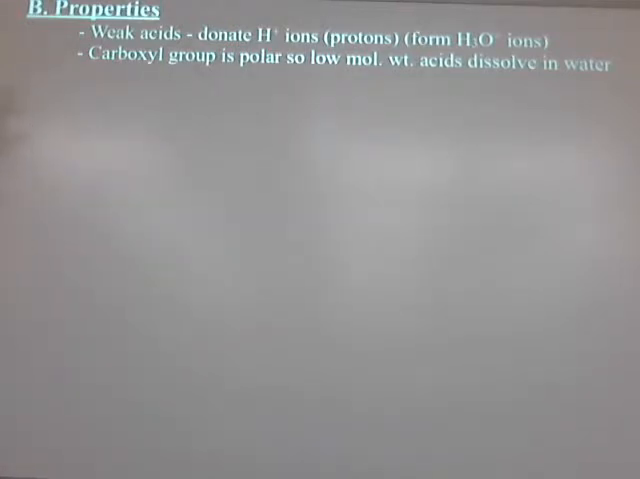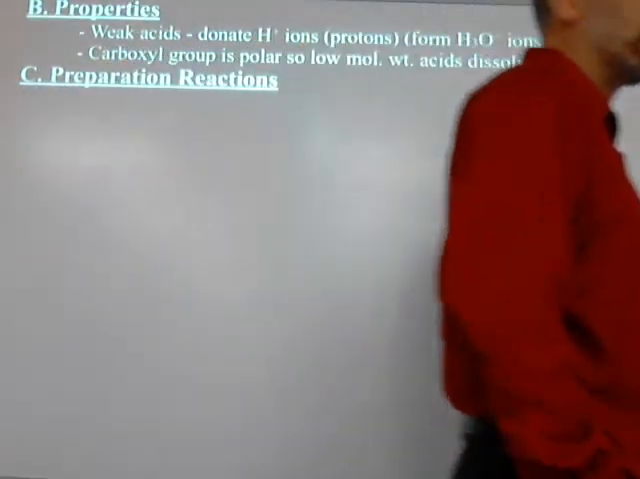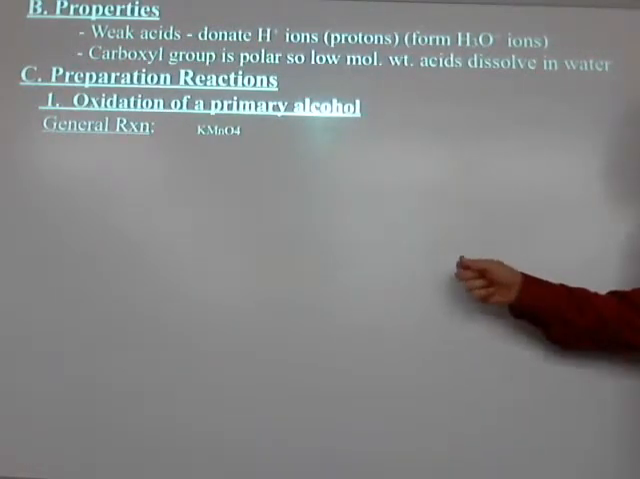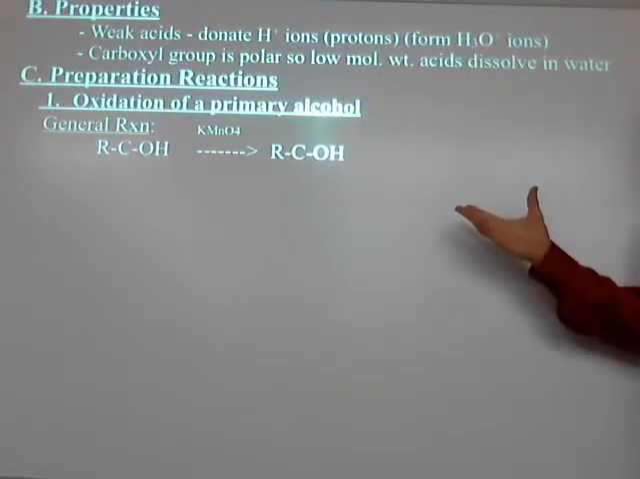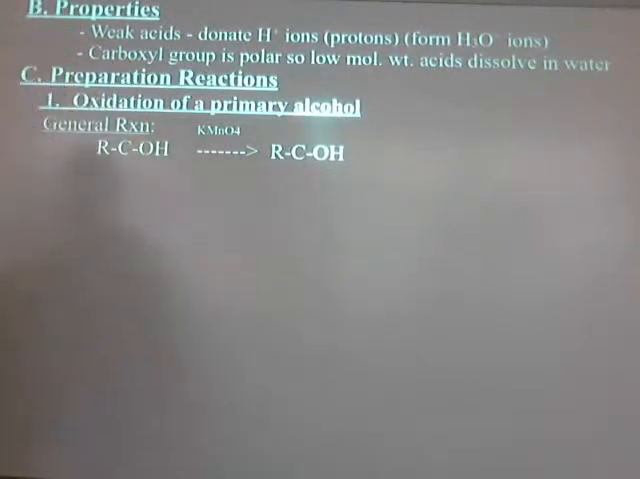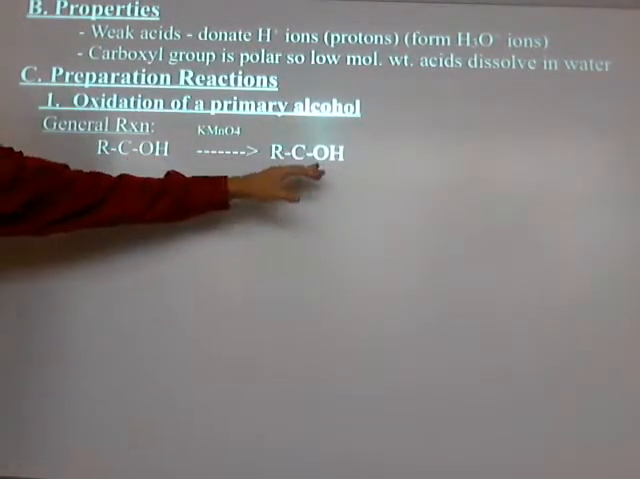Having gone over now how to name them and their properties, let's talk about how we would make a carboxylic acid. Preparation reactions. You're going to get some where you just have to look at the general formula for oxidation of a primary alcohol in this case. You look at the general formula, and I will give you a specific example, and you'll simply do it. Other times, I'll say, make this carboxylic acid.